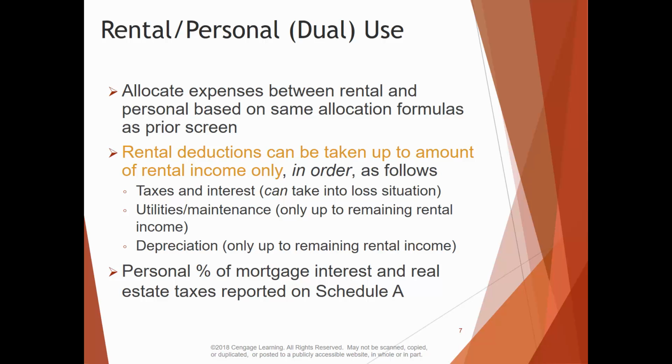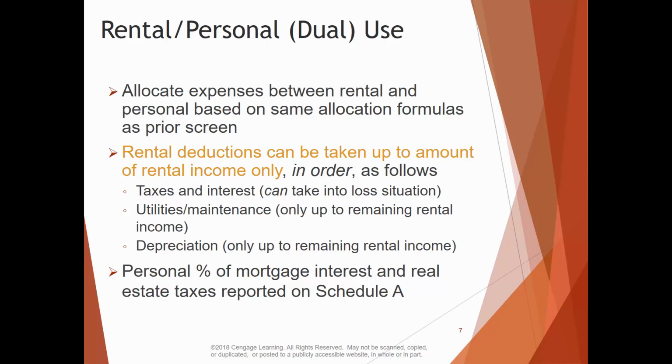And then this is basically when you've got the dual use. It's exactly the same. You're going to make the allocations based on the days, but you have this very specific thing, which is exactly the same as office and home, where it can't take you into a loss. That's what that second bullet says. So you get your deductions. You take your taxes and your interest and your utilities and maintenance, but you can only take them up to the amount of your rental revenue. It can't take you into a loss.